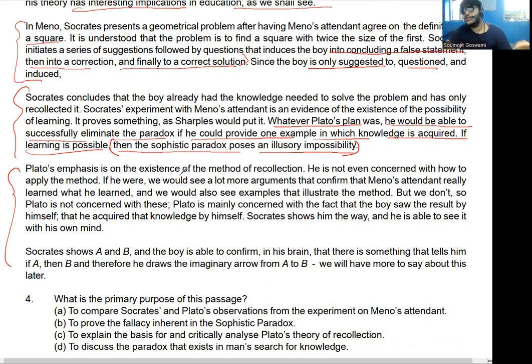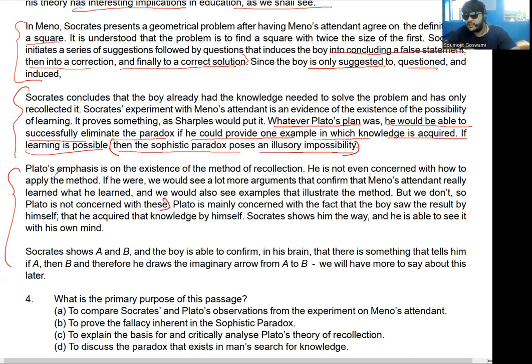Plato's emphasis is on the existence of the method of recollection. He is not even concerned with how to apply the method. If he were, we would see a lot more arguments that confirm that Meno's attendant really learned what he learned, and we would also see examples that illustrate the method, but we don't. So Plato is not concerned with these.